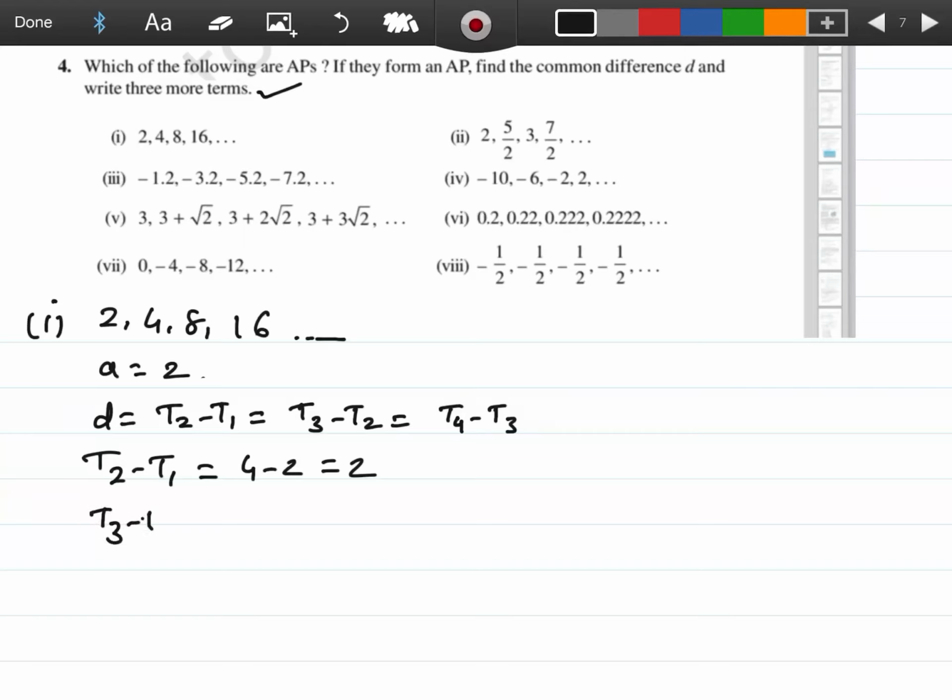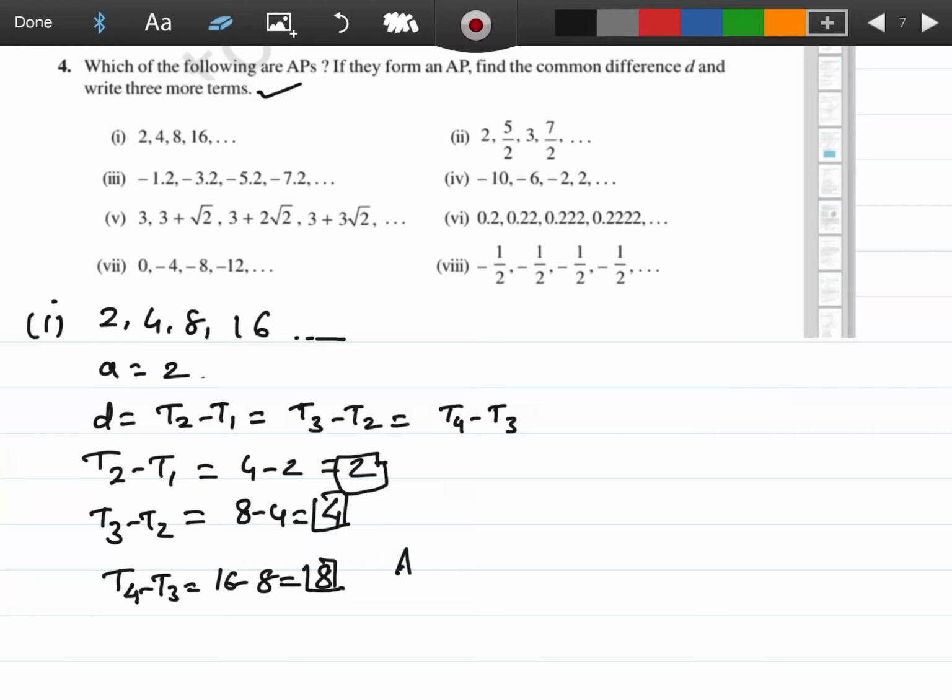Now T3 minus T2, 8 minus 4, that is 4. And T4 minus T3 is equal to 16 minus 8, that is 8. So what are we getting here? The common difference is not the same. So the answer: this progression is not an AP.